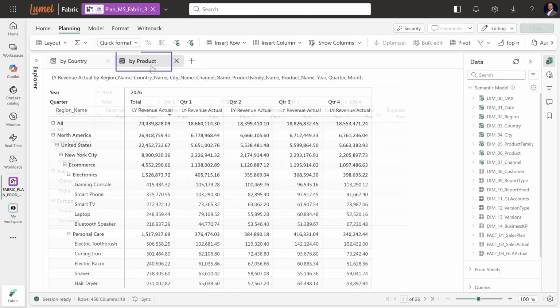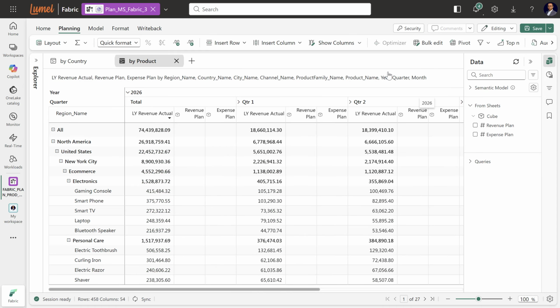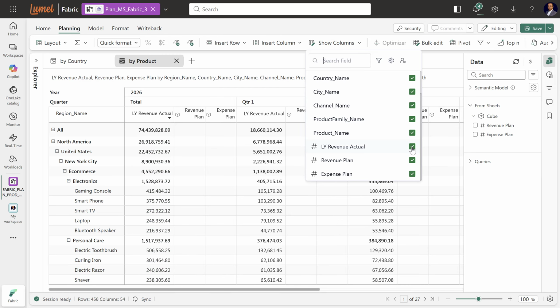Now, in the Product app, we use the Data pane and insert both the measures, Revenue Plan and Expense Plan. Let's focus only on these two measures and hide the native measures.